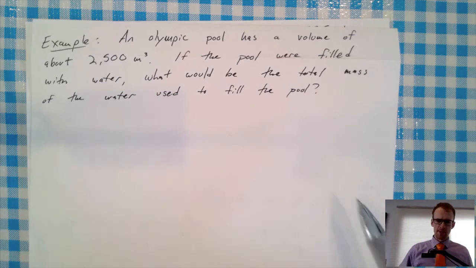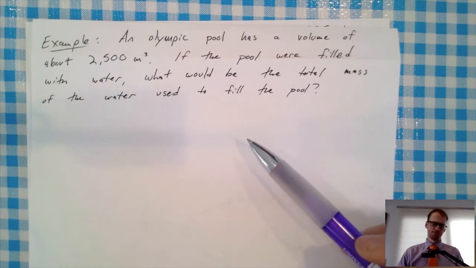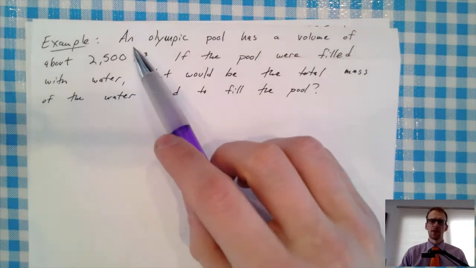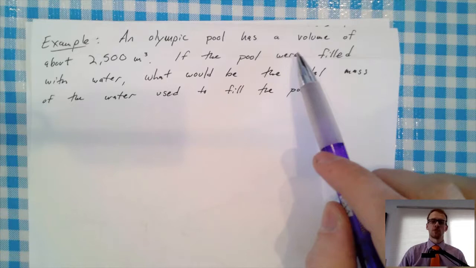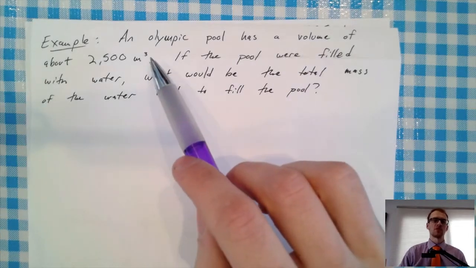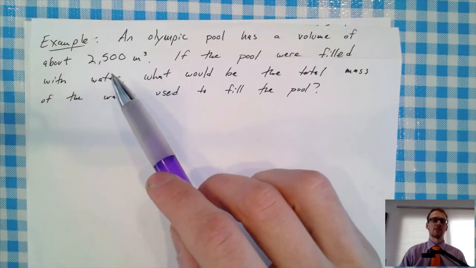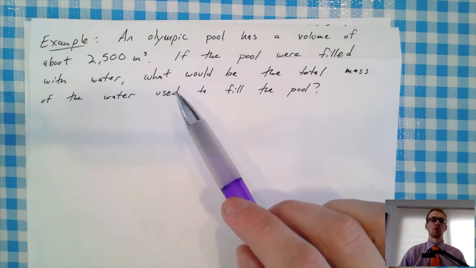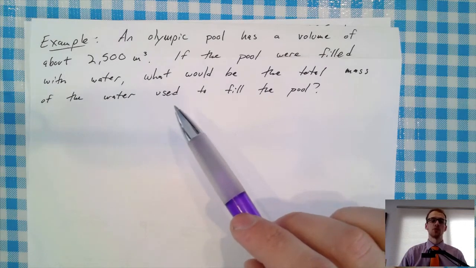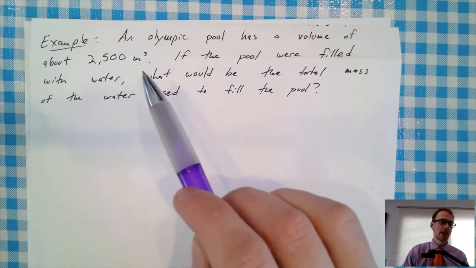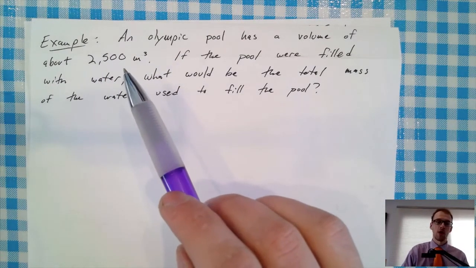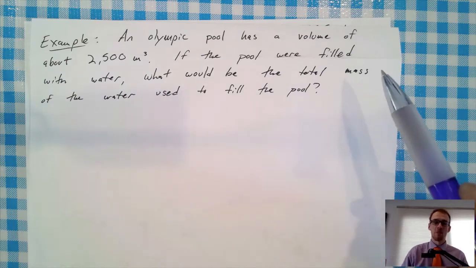All right, let's do an example of a density problem. Here, I've made an example about an Olympic pool that has a volume of 2,500 cubic meters. That's big. If the pool were filled with water, what would be the total mass of the water used to fill the pool? Okay, so here we have a volume of water. There's 2,500 cubic meters of water, and we're asked, what's the mass?